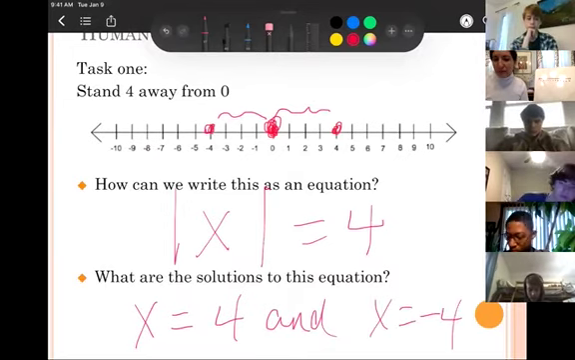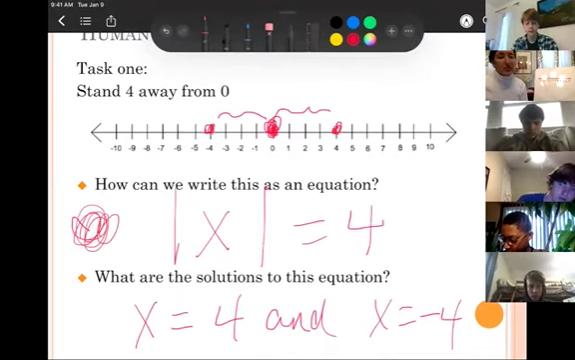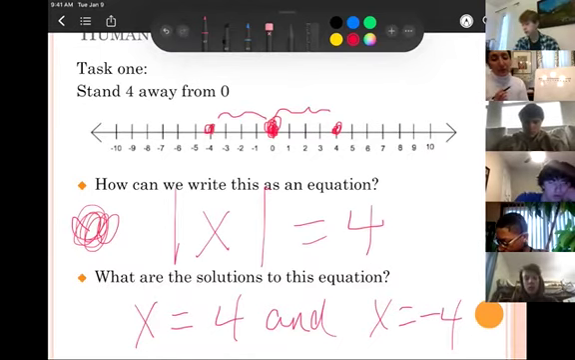Okay? How would you write that as a question? Like, what number is 4 away from 0? That first equation with the absolute value bars, that's this thing. This thing is the question. What are two numbers that are 4 away from 0 on the line? And then your answers would be 4 and -4.